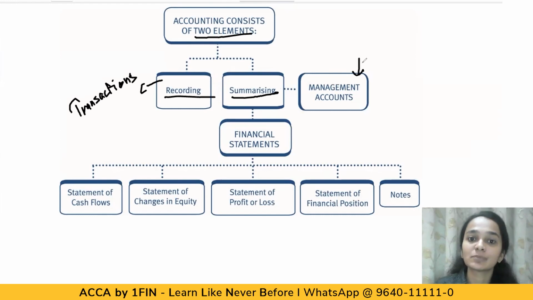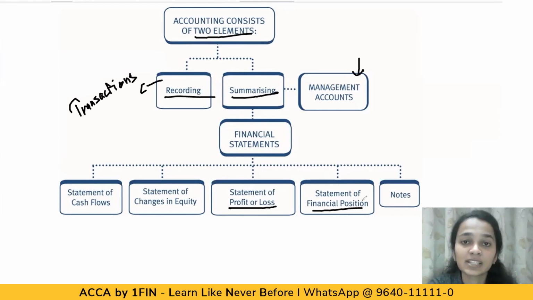So financial statement consists of statement of profit or loss, statement of financial position, which we've understood just now, wherein we spoke of profit and loss. A statement of profit and loss is nothing but the profit and loss account, and statement of financial position is nothing but your balance sheet.